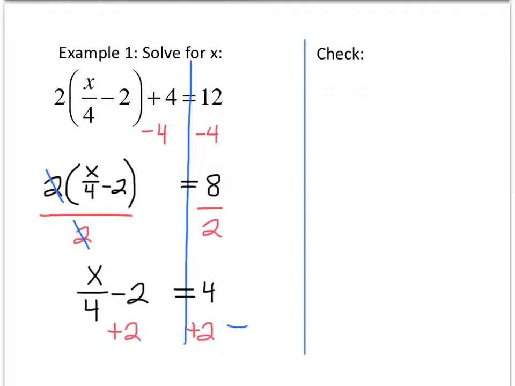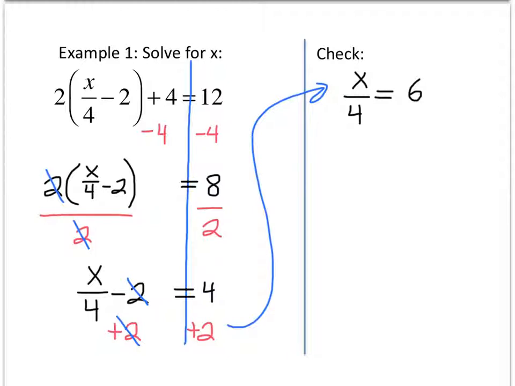And we can come over here and use some of this check space to finish up our problem. I'm left with, on the left-hand side, x over 4 equals, notice how the negative 2 and the positive 2 over here both add to 0, so those eliminate. And I'm left with 4 plus 2, or in other words, 6. And now we're almost done.